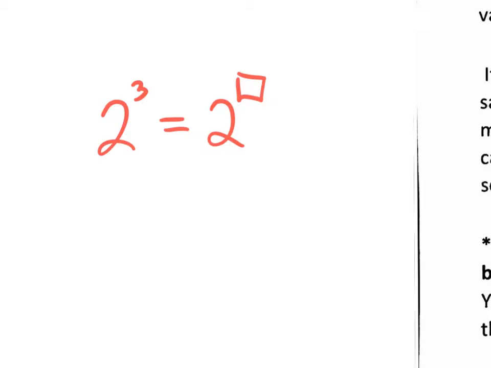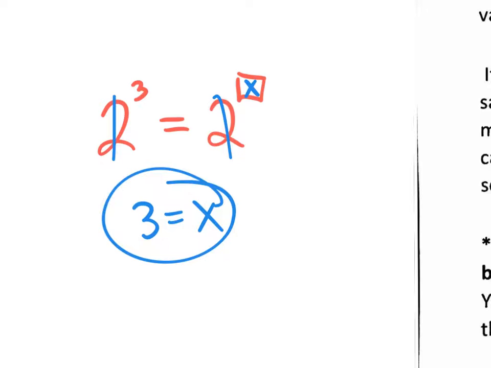So like if I had 2 to the third equals 2 to the x, and I tell you solve for x, you could just scratch out those 2's, and the exponent 3 comes down, and the x comes down, and that's your answer, x equals 3. Okay, that's how it works. That's how easy it is.